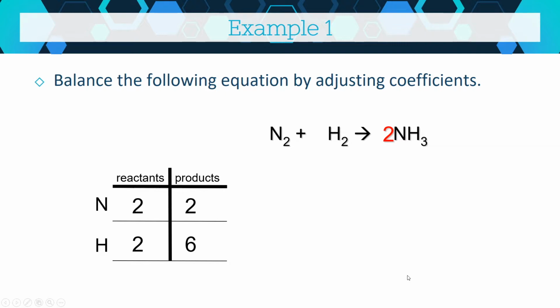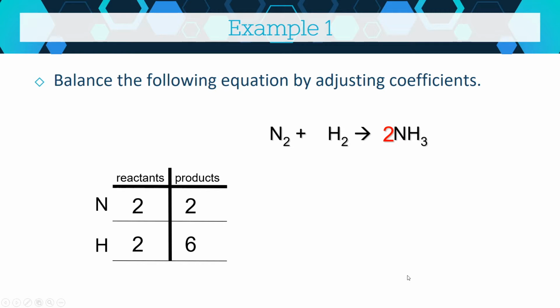So looking at our table, nitrogen's balanced, but hydrogen isn't. So we're going to turn to the reactant side. Remember, you can never take things away from that equation. You can only add more in. So we're not going to touch nitrogen. It's fine. We're just going to look at the reactant side, and we're going to look at hydrogen and go, well, what can we do to fix this? Now, we want to see, can we get that up to 6?